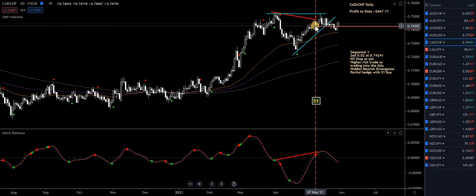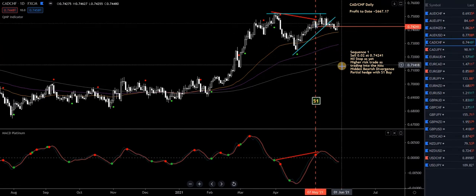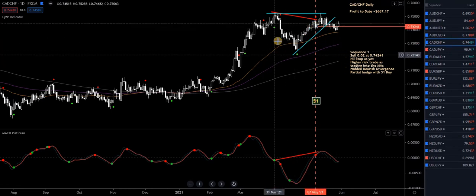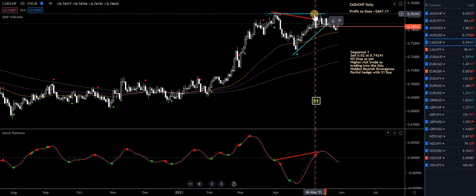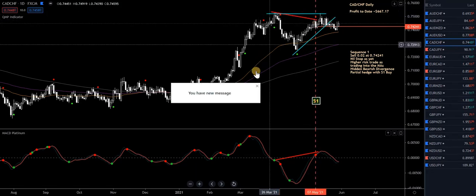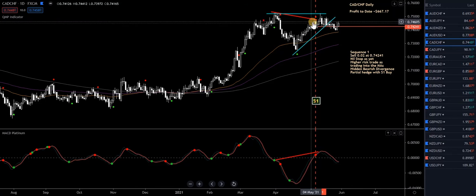Cad Swiss, I took a sell here. You can read the notes. High risk traders trading into the MAs. So we had this. I took the sell. Took the sell in here.